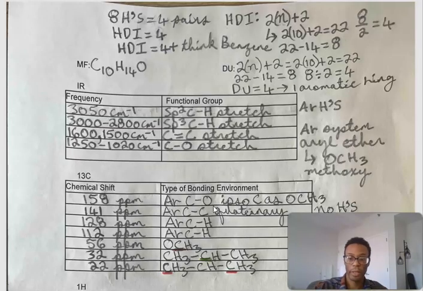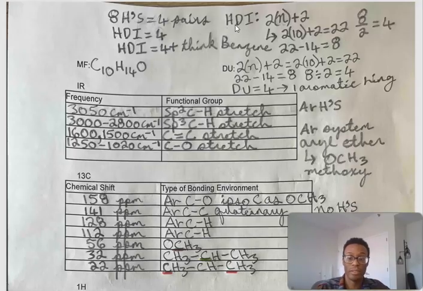First, let's start with the molecular formula, C10H14O. The degree of unsaturation, DU, also called the hydrogen deficiency index, HDI, tells us how many rings and pi bonds are present in the molecule. The formula is DU equals 2n, or C, plus 2 minus H, divided by 2.